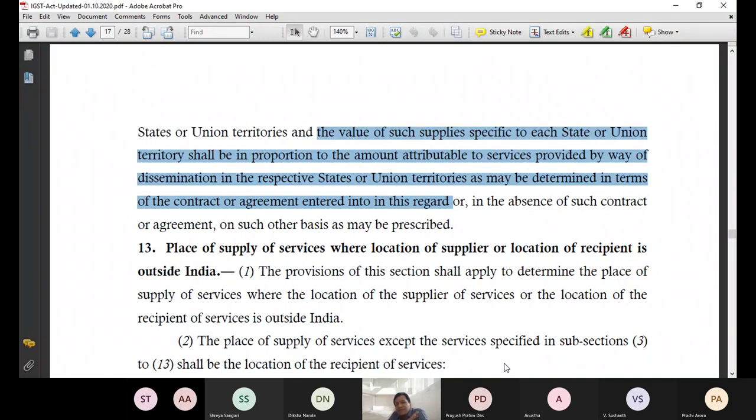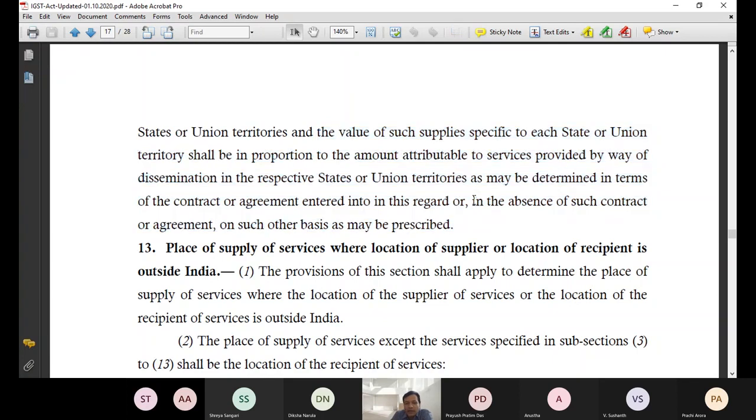And in case nothing is mentioned in the agreement, for example, the agreement is silent. The agreement doesn't say how much percentage should go to Haryana and how much percentage should go to Delhi. Then the government has given some rules, as it is mentioned that in the absence of such contract or agreement, or on such basis as may be prescribed. So there are some rules which are not in our course, so I'm not going to discuss that. This is what my advertisement service is.